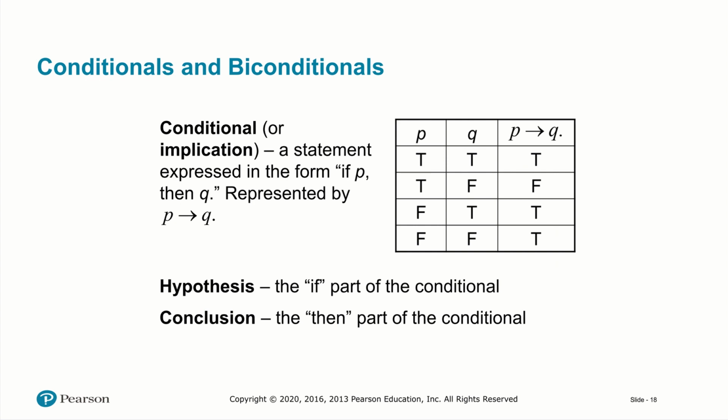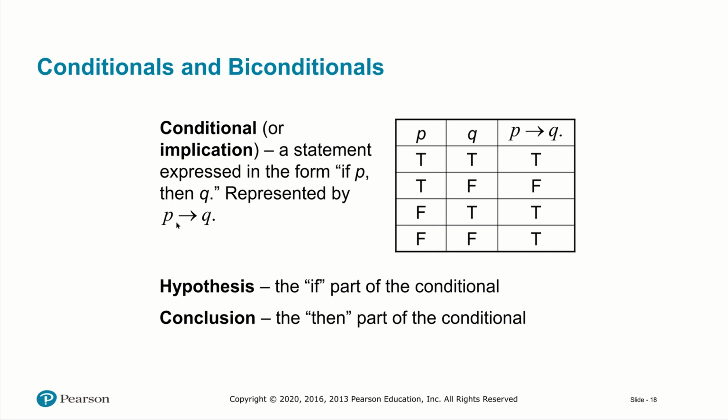All right, next we want to look at conditionals and biconditionals. A conditional, also called an implication, is a statement expressed in the form of if P, then Q. Another way of saying it is that P implies Q. Same thing. So if you say if P, then Q, or P implies Q, you're basically saying the same thing.